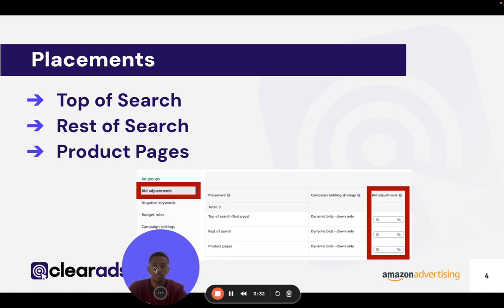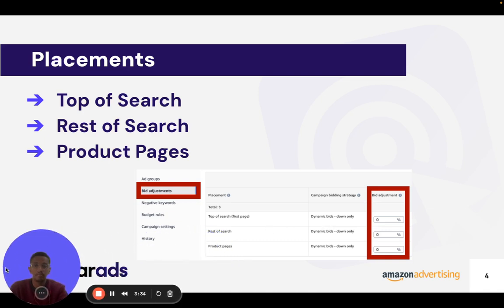Now we want to look at the different placements that you have. You can have your ad serve with sponsored products within top of search, rest of search, and product pages. And this applies to auto campaigns and also keyword targeting and ASIN targeting. Just to give you an example of what this looks like.